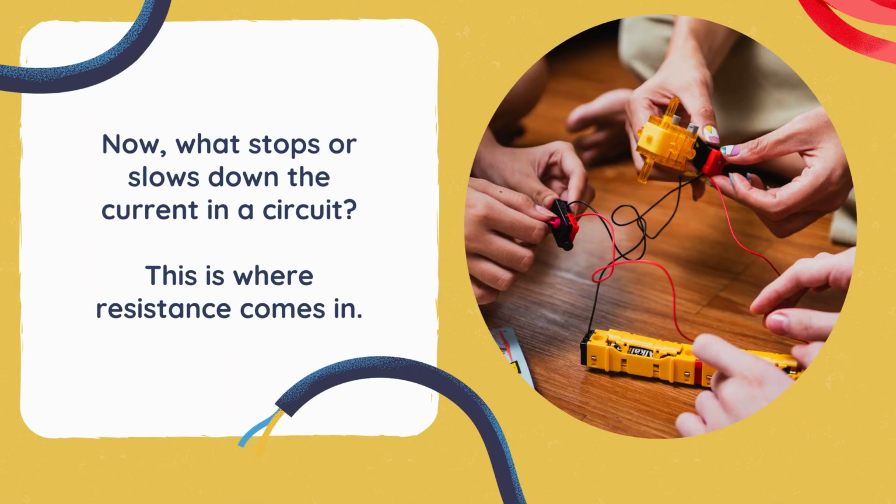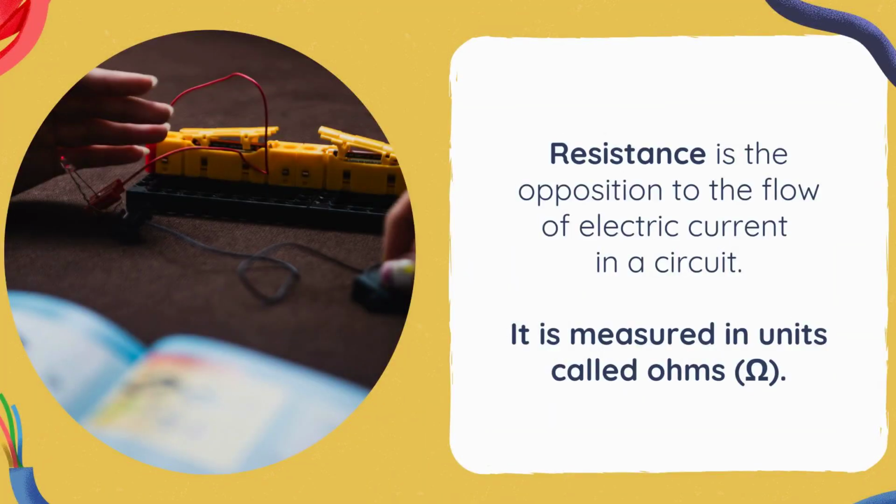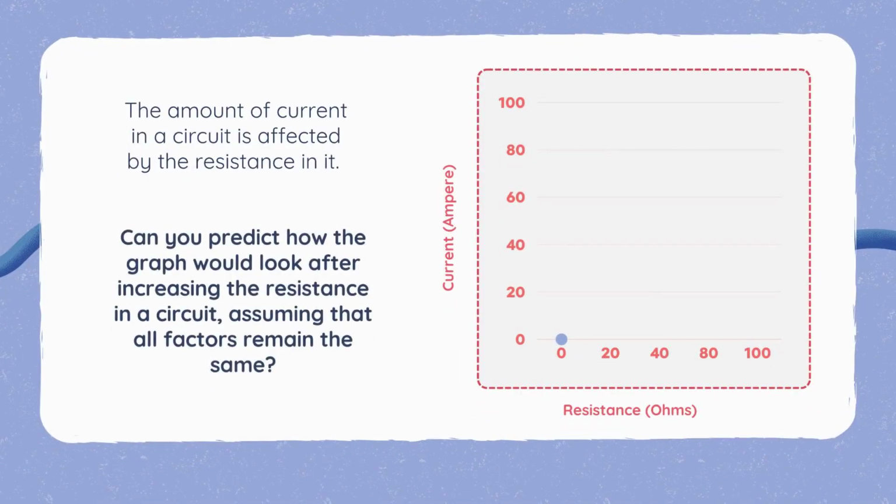Now, what stops or slows down the current in a circuit? This is where resistance comes in. Resistance is the opposition to the flow of electric current. It is measured in units called ohms. The amount of current in a circuit is affected by the resistance in it.